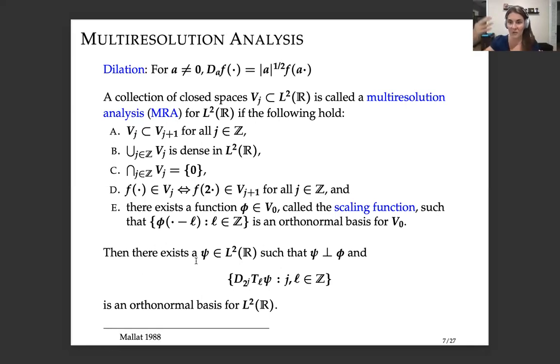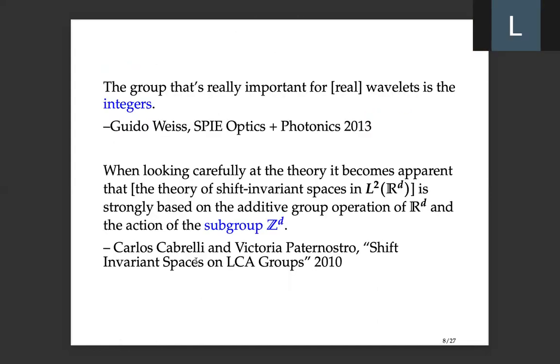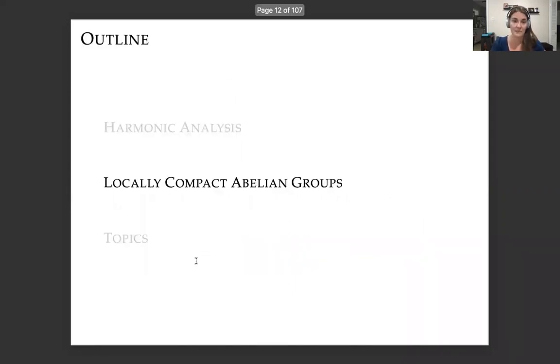Now if you notice, in all three of these classical examples from harmonic analysis, we are shifting over the integers. I just want to give some quotes. Guido Weiss said in 2013 at SPIE Optics and Photonics that the group that's really important for wavelets is the integers. And Carlos and Vicky said in their paper, shift invariant subspaces and LCA groups, basically the important thing for shift invariant subspaces is the group Z^d. So somehow the integers are really powering a lot of results that we have in harmonic analysis.